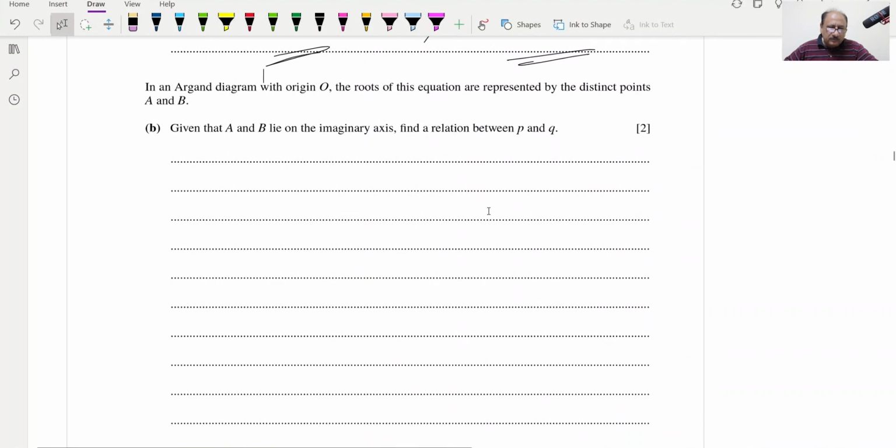And in B part, in an Argand diagram with origin O, the roots of this equation are represented by distinct points A and B. Given that A and B lie on an imaginary axis, find a relationship between P and Q. So basically we have to find the relation between P and Q, and this is a 2-mark question.